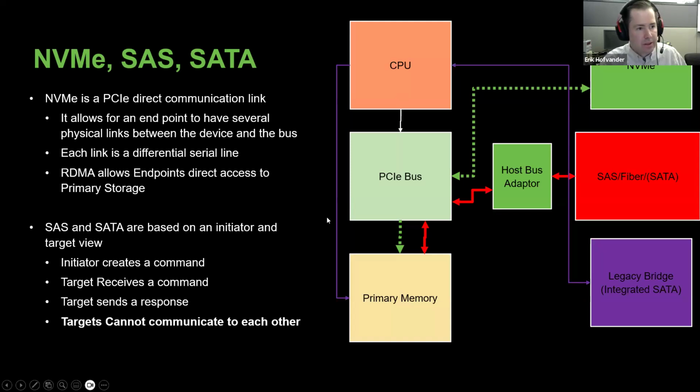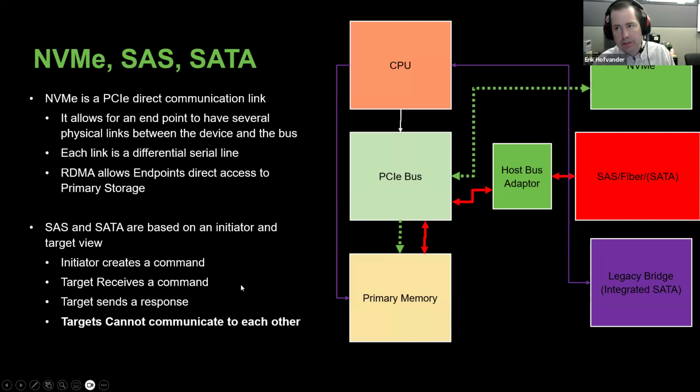SAS and SATA are different. They actually have a very, very long legacy. SAS, serial attached SCSI, comes all the way back from the 1970s, a different protocol called SCSI. And this protocol is based on the concept of an initiator and a target. So my initiator in the past was my main computer, and it said, give me LBA 1000. It sent that to a target. That target would receive the request, and it would send back a response.